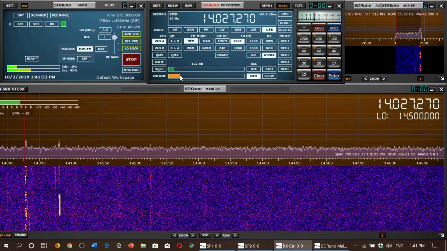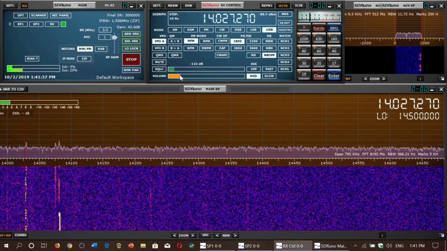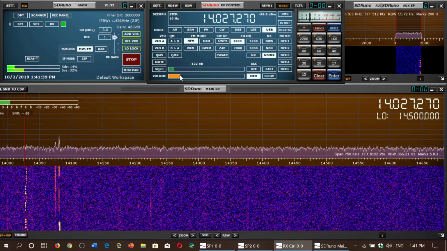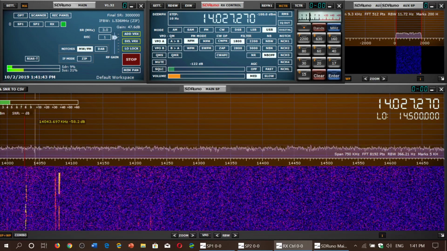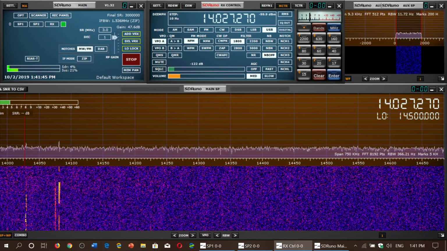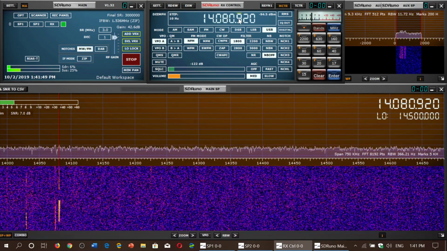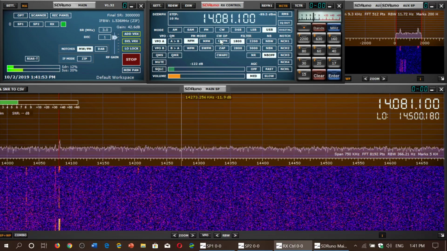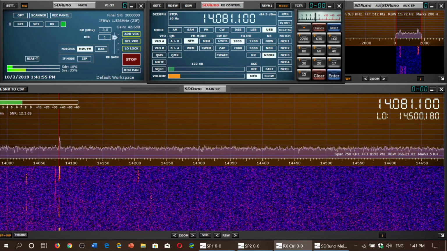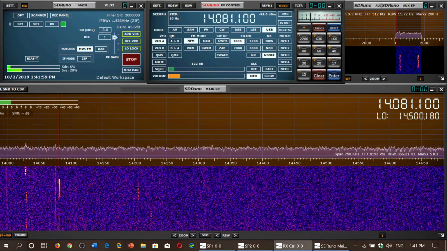Then you move on to, and this is really approximate, roughly 14070 to 14110 roughly. Digital modes of all sorts. One of the popular ones is, you see it here. This is something like Olivia or some kind of an interesting mode here. So somebody's doing some kind of digital mode here that is interesting.